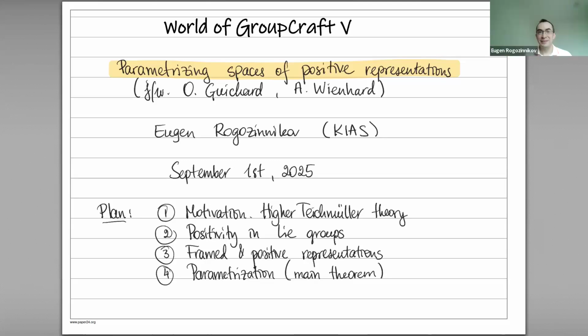My talk will be about parameterizing spaces of positive representations. This is a joint project with Guichard and Wienhard. And here's my plan for the talk.